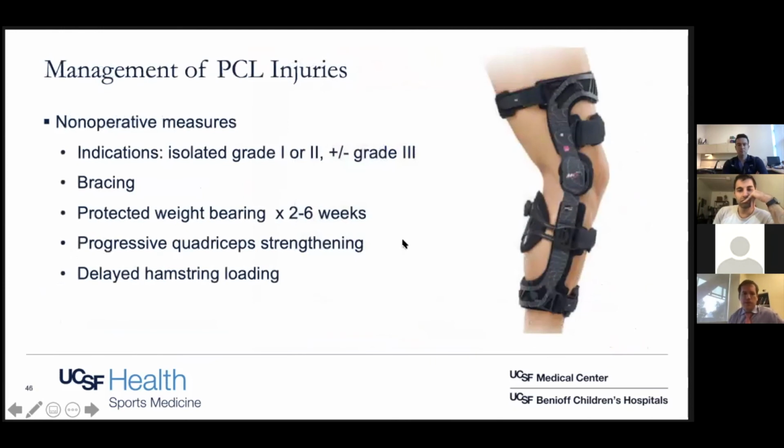And then similar to the MCL, the PCL can heal non-surgically. So if you have an isolated grade 1 or grade 2 injury, plus or minus some grade 3 injuries, you can attempt treatment with a brace, have a posterior bolster to support the tibia from sagging back, and then have protected weight bearing 2 to 6 weeks, progressive quad strengthening, delayed hamstring loading, and then evaluation of their stability over time. Most patients, even high-level athletes, we can treat successfully with those lower grade PCL injuries.